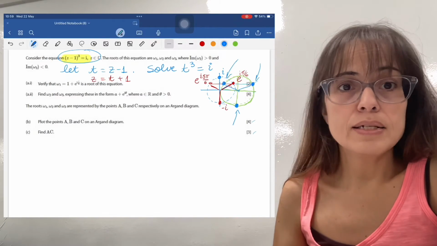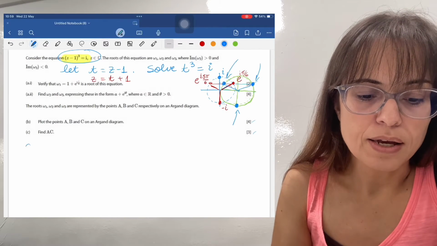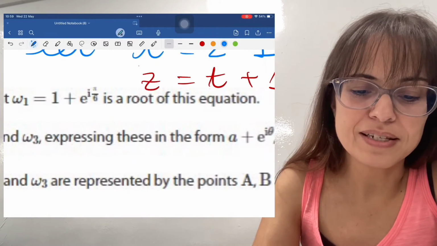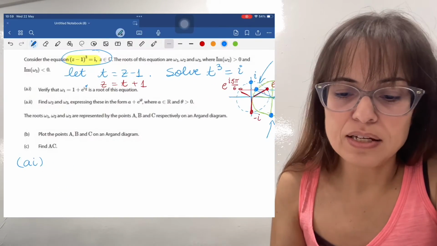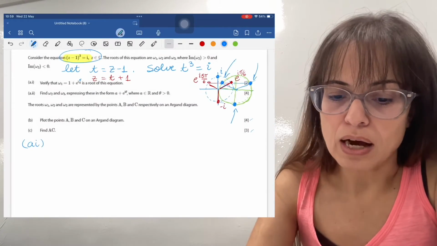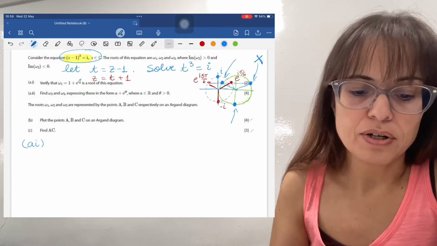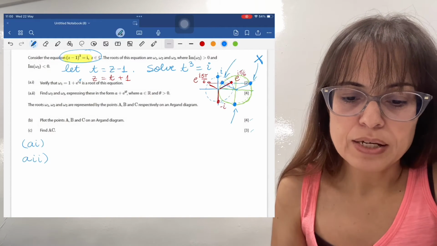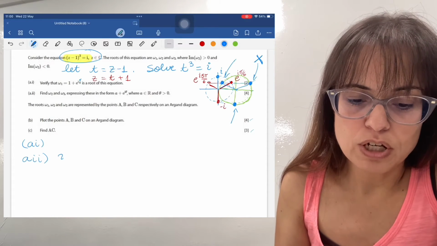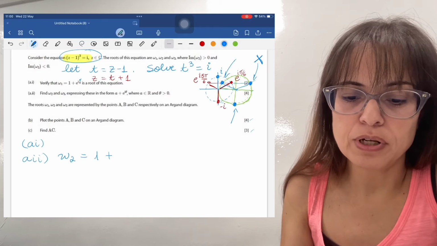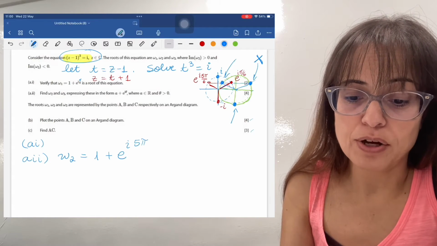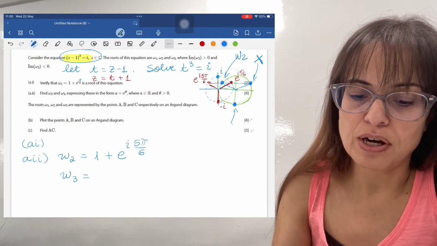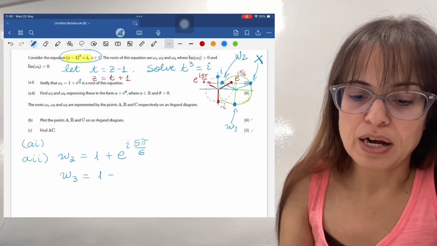Now that I've done that, let's see what the question wants me to do. Part a(i): verify that 1 plus e to the, oh, we can't really read that. It's e to the i pi over 6. Verify that that is a root of the equation. Well, yeah, that is the first blue point there. That is a root of the equation. Find w2 and w3, expressing them in that form. Okay, so w2 is going to be 1 plus e to the i 5 pi over 6, which is that other point over there. And w3 is going to be the final one down here, which is 1 minus i.